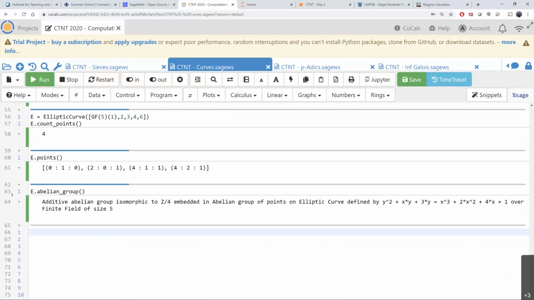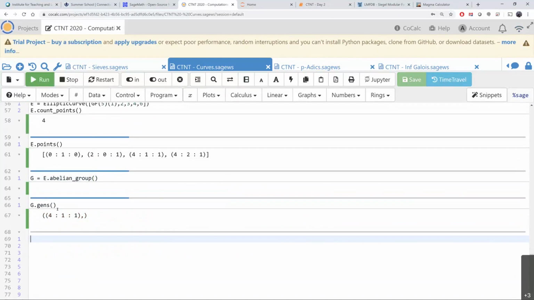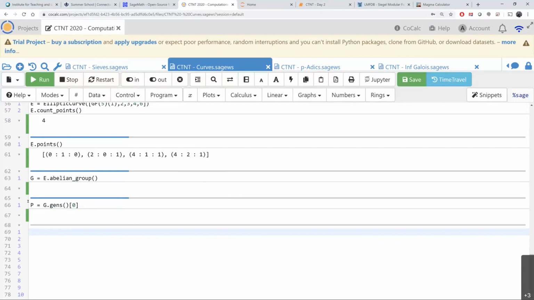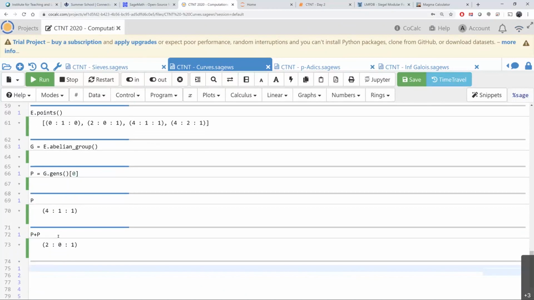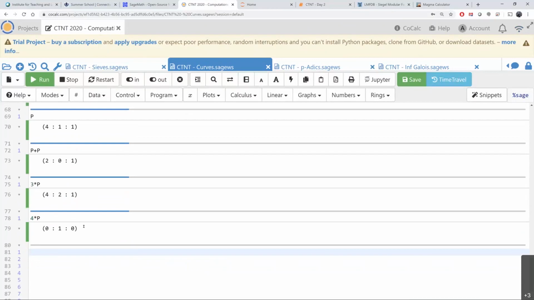I can do something like this. Let's call it G, and then I can call the generators of my group. Oops, I didn't define it. Shift Enter, and it tells me the generator. So let's call that point P, the zeroth element in that list, that's my generator. And then I can add it to itself, I can multiply by 3, and times 4. I get that 4 times P is the point at infinity, which is my zero element. So it is a point of order 4, so this is a generator of the cyclic group.